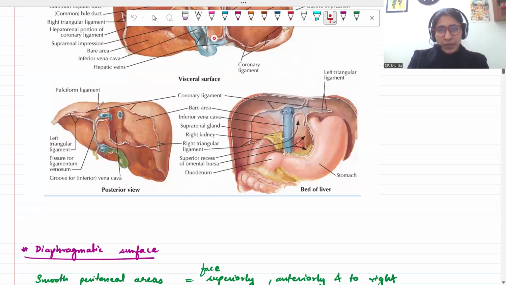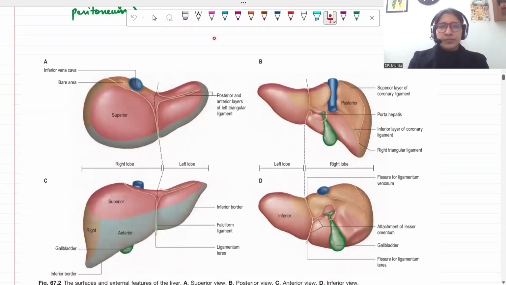This is the bare area. This is the bare area of liver that is present posteriorly. तभी वो posteriorly दिख रहा है. And bare area of liver is bounded by coronary ligament at both the sides, like on the upper side and lower side, and on the edge by right triangular ligament. Still, we are continuing. ठीक है?